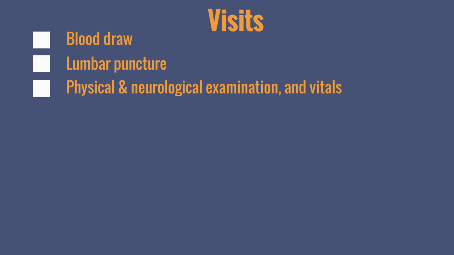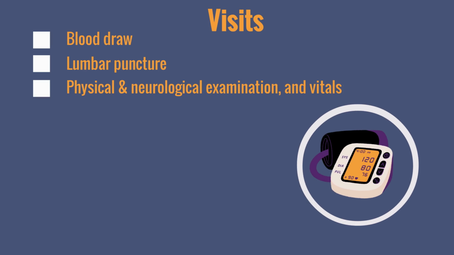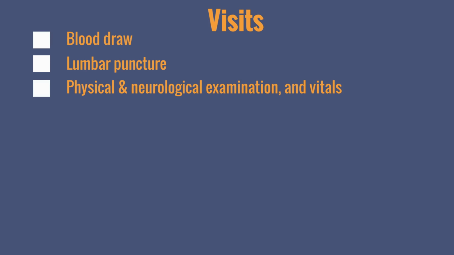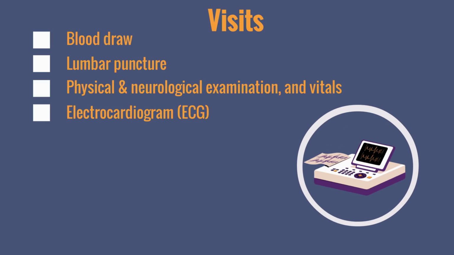Physical and neurological examinations, and vitals including measurement of blood pressure, heart rate, respiratory rate, temperature, and measurements may be part of visits. An electrocardiogram, or ECG, may be included during a visit. ECG is a procedure that measures the electric signals of the heart. In some cases, electrodes will be placed onto the chest and electrical signals will be recorded.